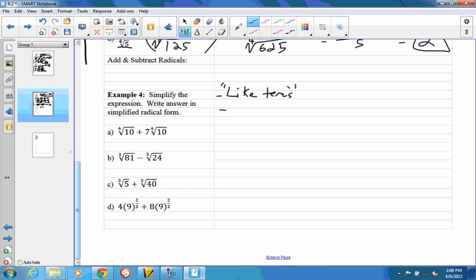If two things are the same, guys, I need my index, or my root, that's just what root I'm taking, and my radicand, which is the number underneath the radical, to be the same. So look at A. Are my indexes the same? The index is my root. What's the last word say? Radicand.